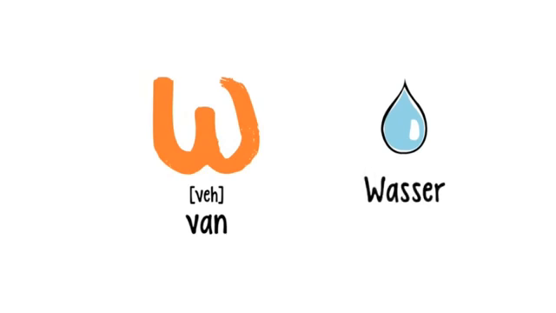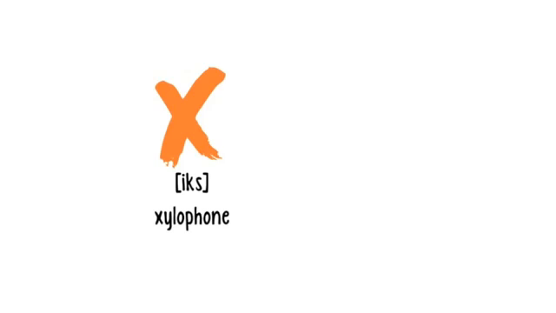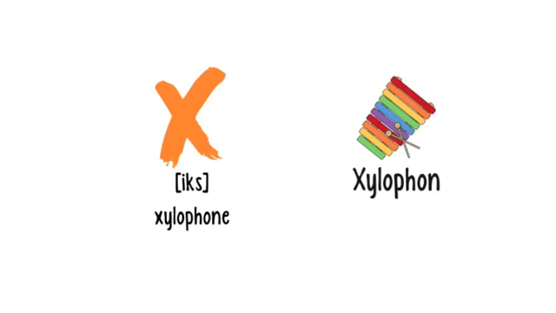The next one is W, which sounds like the V in the word van. The German word with the letter W is Wasser, which means water. The next letter is X, which is pronounced like the X in the word xylophone. The German translation for xylophone is very similar. In German we say Xylophon.